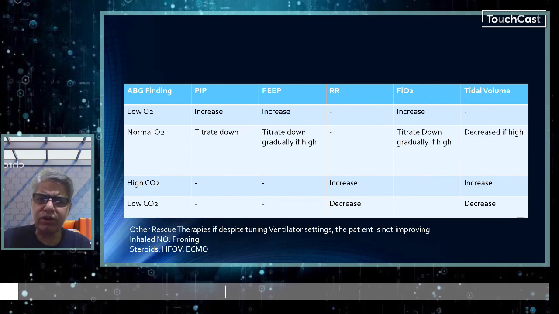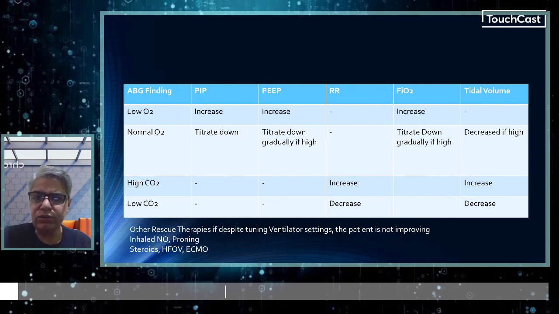Similarly, if you started off with high FiO2 levels, you have to titrate it down, because high FiO2 levels over a prolonged period of time are not good. They are actually quite toxic to the lungs, so you have to go down to some acceptable levels, somewhere around 40% to 50% oxygen. If the tidal volumes have been high, you would decrease them.